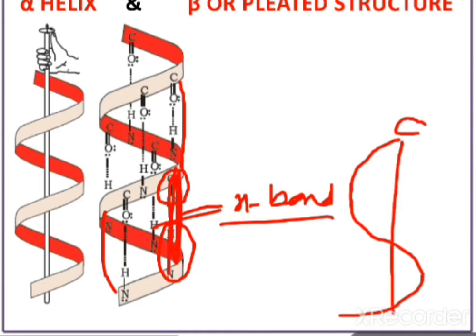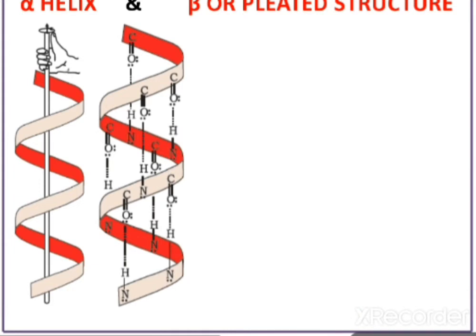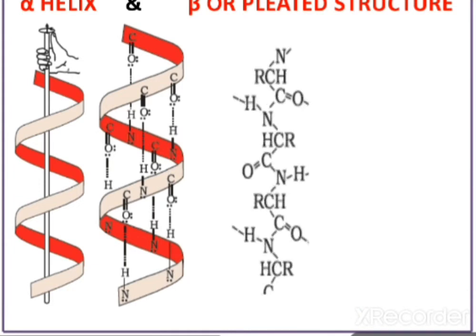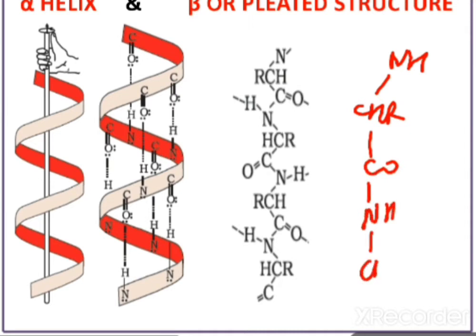So simple. In the alpha helix there will be a hydrogen bond between the carbonyl group, that is CO, and the amine group. So between oxygen and hydrogen a bond will be formed. This is the alpha helix structure. The second one is the beta pleated structure. In the beta pleated structure, again see the amino acid. What is an amino acid? NH, after that CHR, after that CO, again NH, again CHR, after CHR CO. So this is the sequence.